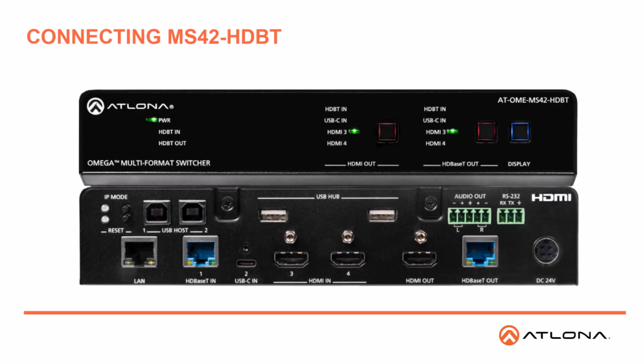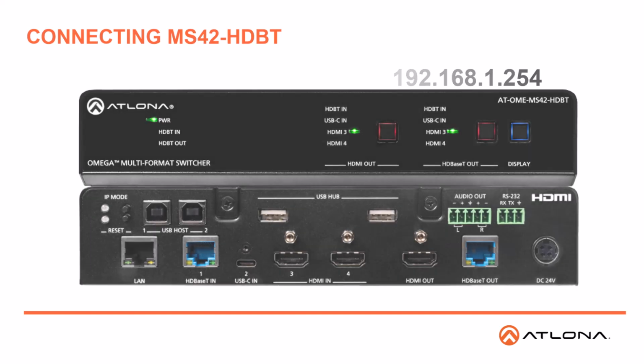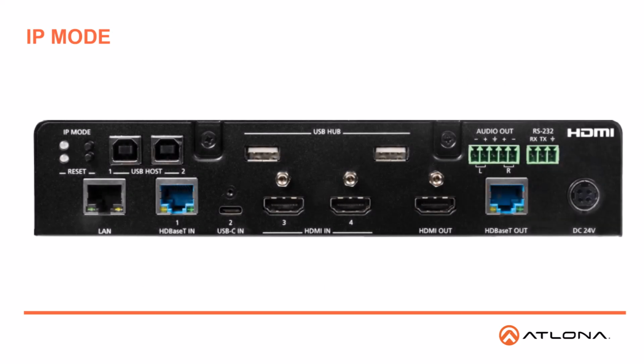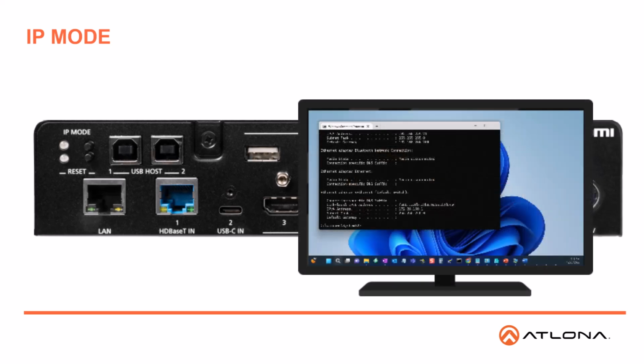If a static IP address is desired, the unit can be switched to static IP mode. The default static IP address is 192.168.1.254. Use the IP mode button on the back of the unit to change the mode between DHCP and static. The number of flashes tells you what mode the device is currently in. 4 flashes is DHCP mode and 2 flashes is the factory static IP set to 192.168.1.254. If you connect the MS42-HDBT to a display on the HDMI out, you can press and release the IP mode button, and it will display the IP address on the screen.